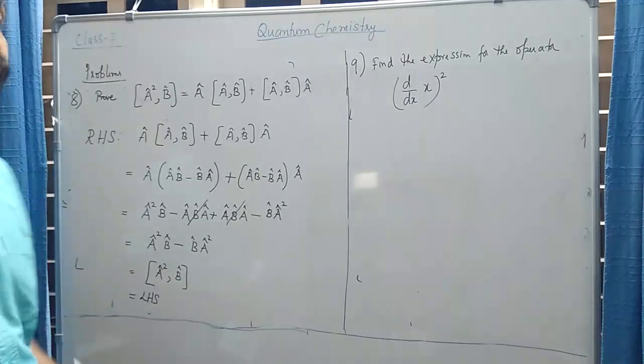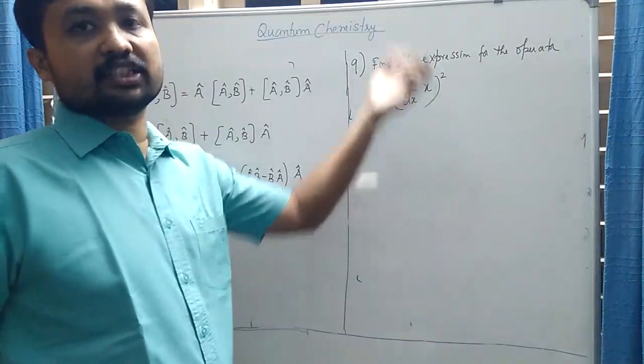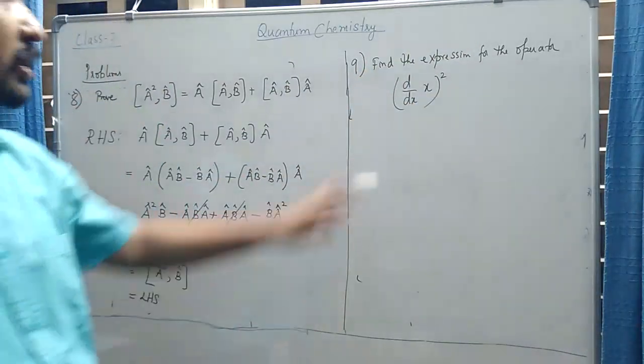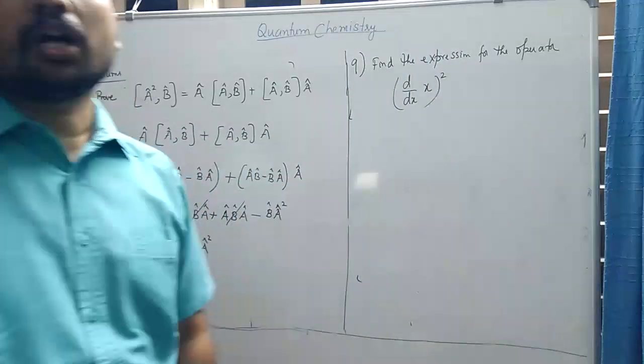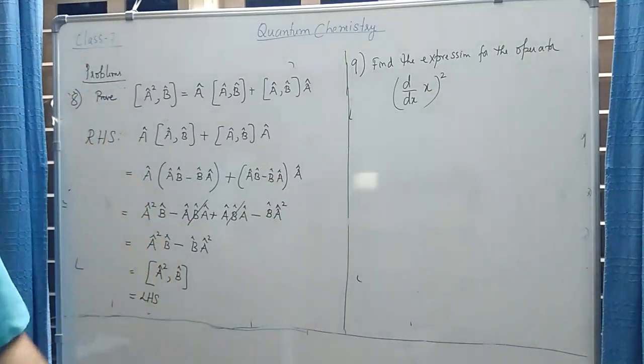The ninth problem is, we are given two operators, d/dx and x². We have to simplify this expression and find an expression for the operator. As I already told you, while working with operators alone, we may make some mistakes while solving the operator equation.